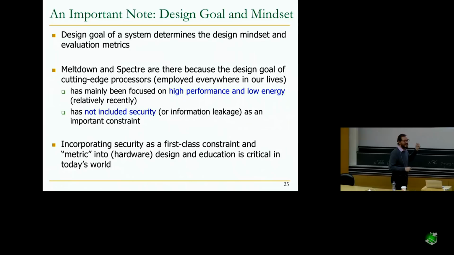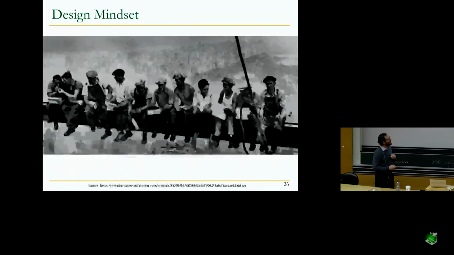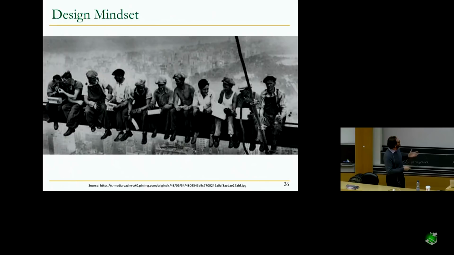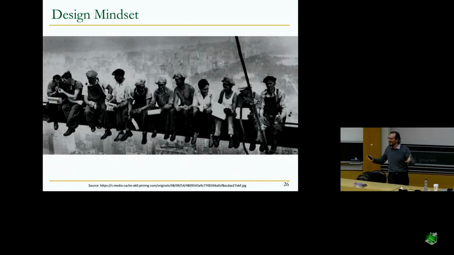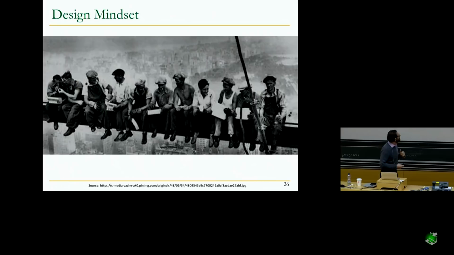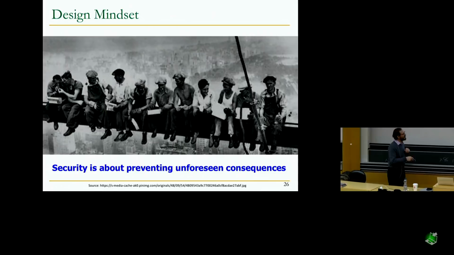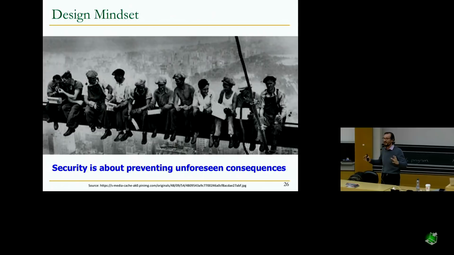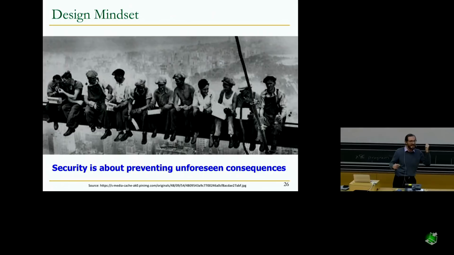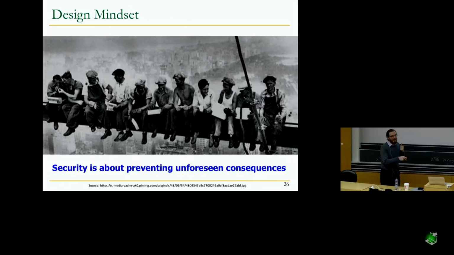Okay, so what's security? We will not talk about this in detail, but this is an example that I keep using, because I think this is a really good example. These people look really happy, right? But there's something looming underneath. They can fall easily over there, even though they may not be thinking about it. So security, I think, is about preventing unforeseen consequences. This is a very broad definition. But I think it's a really good definition of security today, because nobody foresaw the consequence of speculative execution and the design we have in processors today. And having this mindset is perhaps a much stronger mindset to design future platforms with.